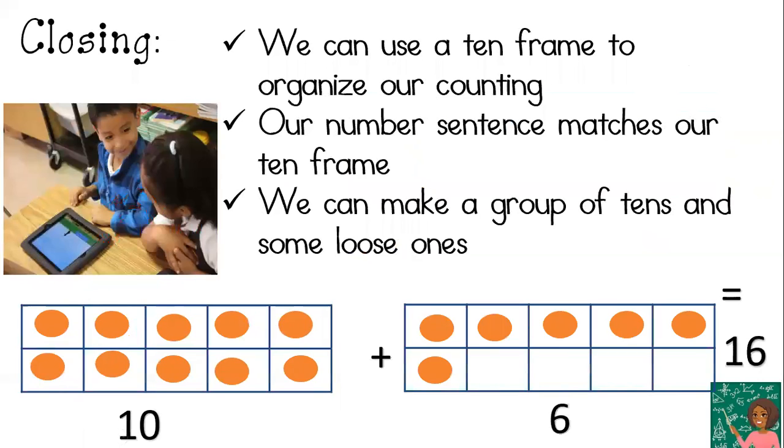Great work. So let's think about what we learned today. We can use a 10 frame to organize our counting. Our number sentence must match our 10 frame. And we can group our 10s and some loose ones, like in the number 16. A full 10 frame was full, and then we had 6 more ones for our second 10 frame. Now it's your turn. For your homework today, you're going to practice filling in your 10 frame with some groups of 10s and some loose ones.